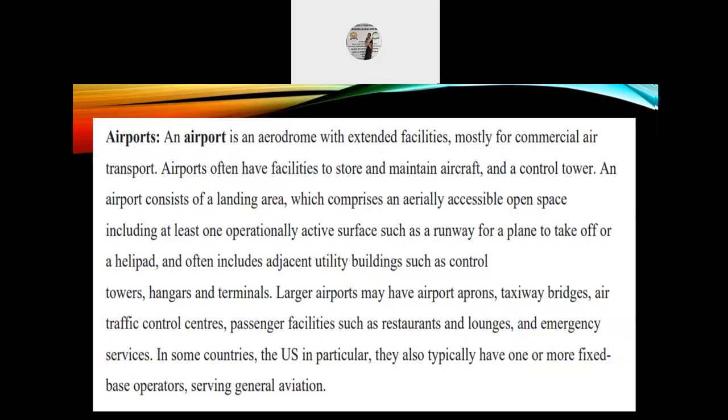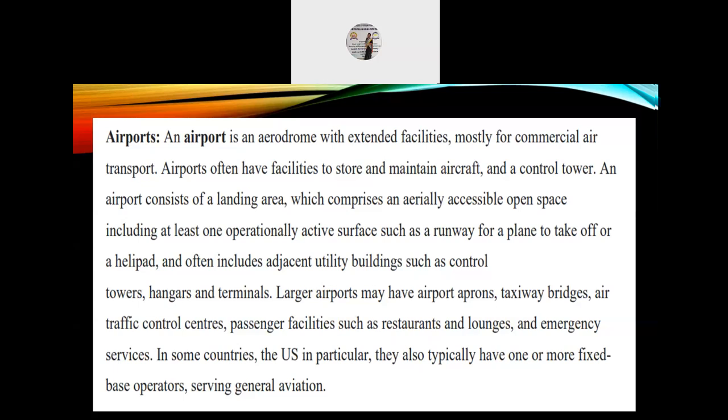So, airports. An airport is an aerodrome with extended facilities, mostly for commercial air transport. Airports often have facilities to store and maintain aircraft and a control tower. An airport consists of a landing area, which comprises an aerially accessible open space, including at least one operationally active surface, such as a runway for a plane to take off or a helipad, and often includes adjacent utility buildings such as control towers, hangars and terminals.